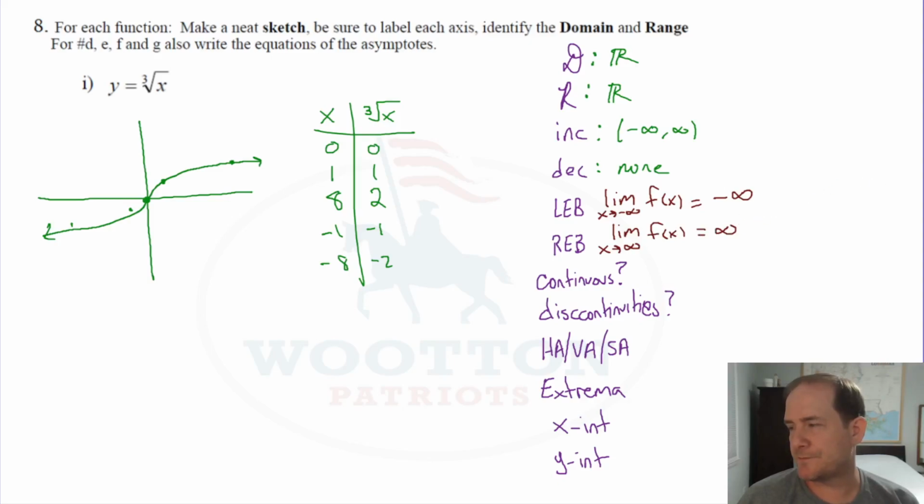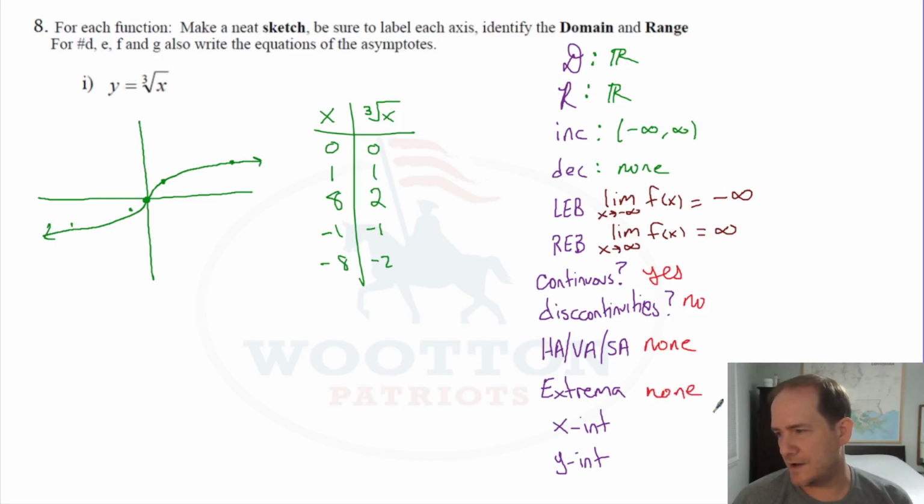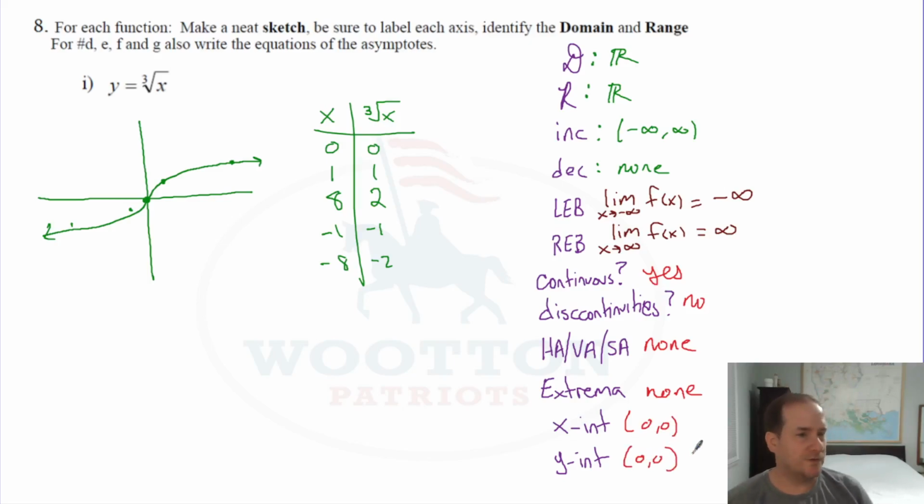Are we continuous? Yes. Do we have discontinuities? No. Do we have any asymptotes? None. Do we have any extrema? None. And then luckily, my x-intercept is the origin, 0, 0, and my y-intercept is the same thing. So we're now done with I, and we can go on to J.